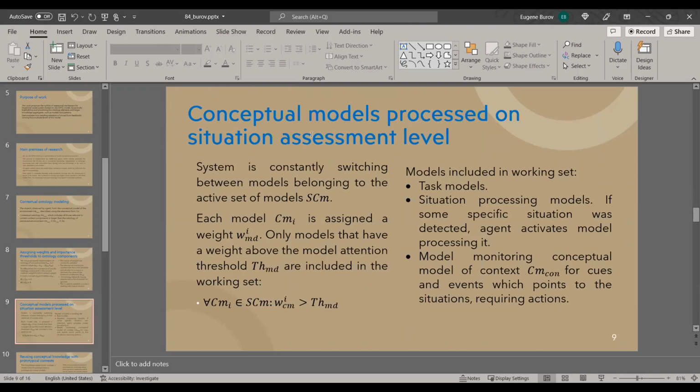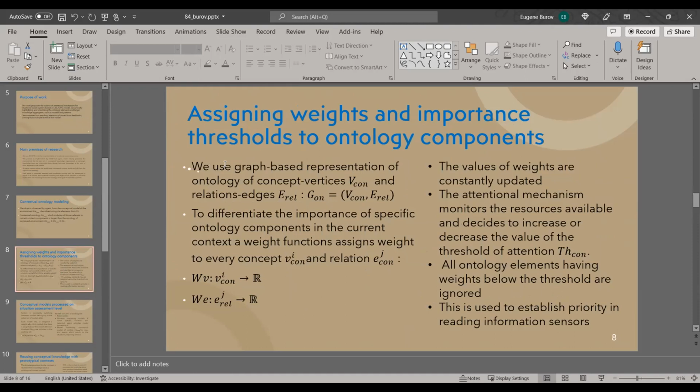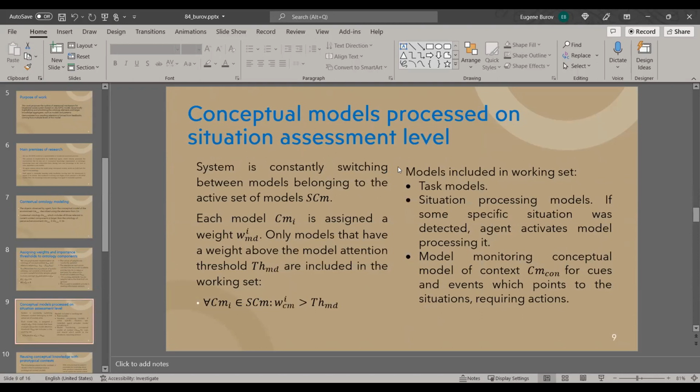Working with the ontology is the zero or first level of the JDL model. On the next level, the second level, we work with conceptual models. The system is processing different conceptual models, and they form the working set of active models. Each model also has an assigned weight, which can be changed, and we also have the model threshold, which determines which models are processed in the first place and which are put off for a later date.